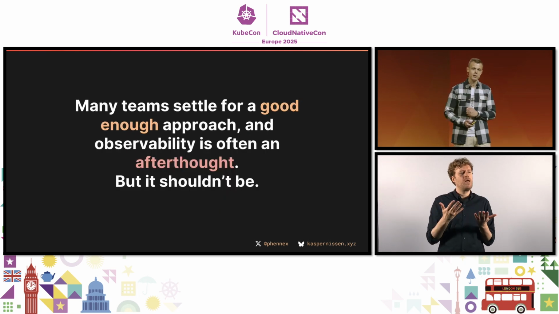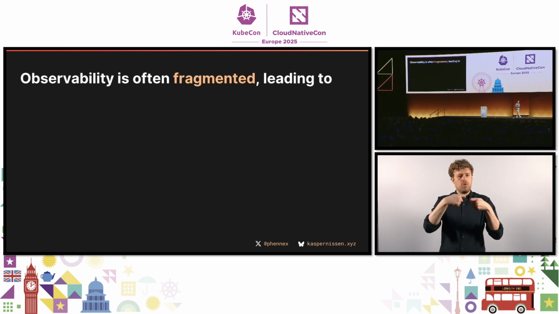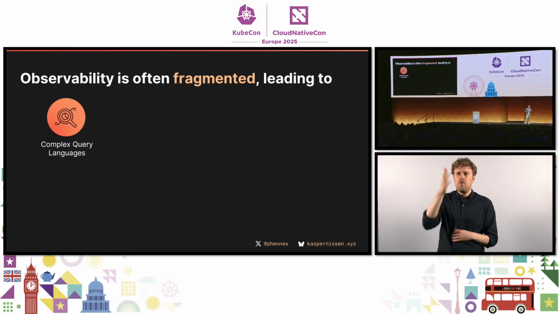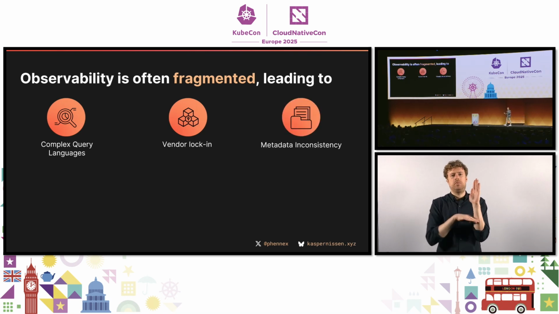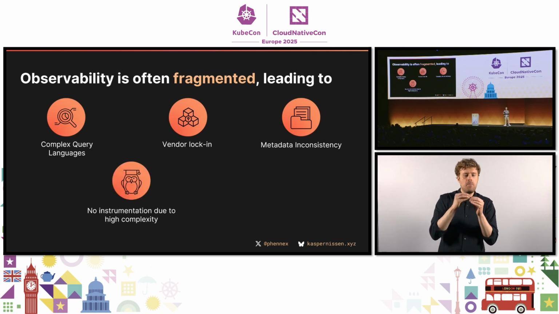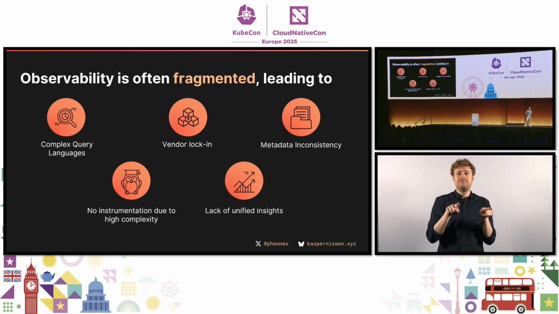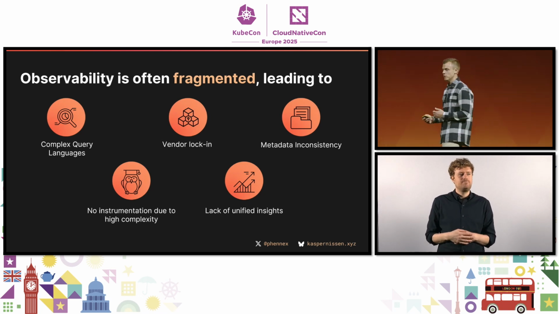So many teams settle for a good enough approach, and observability is often an afterthought, but it shouldn't be. And this fragmentation leads to multiple challenges. We have many different systems relying on complex query languages, making it difficult to unify insights. Vendor lock-in restricts flexibility and causes barriers to switching tools. Metadata inconsistency across platforms results in unreliable correlations. And due to high complexity, many teams avoid instrumentation altogether, leading to gaps in visibility. And with no unified insights, troubleshooting remains slow and inefficient, forcing engineers to manually piece together information across disparate systems.